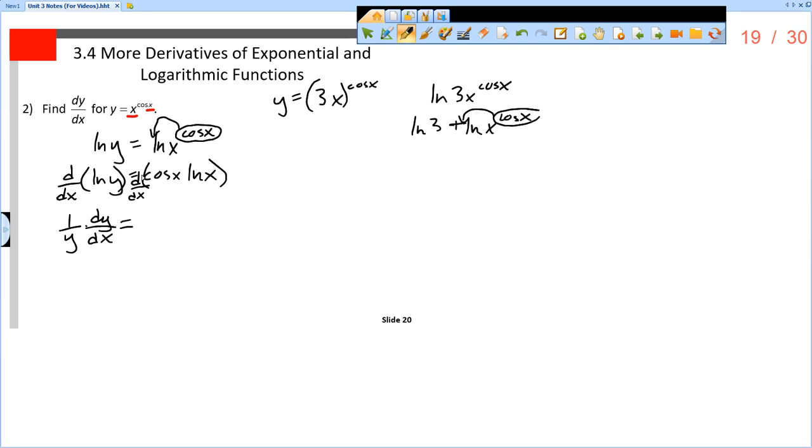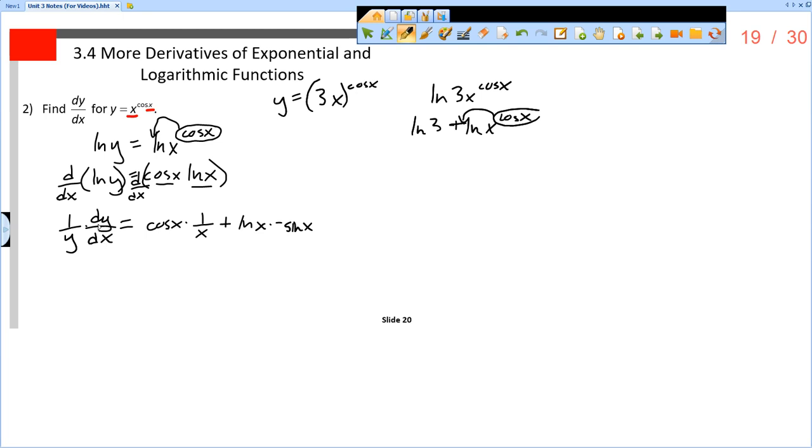Over here, I take the derivative with respect to x. Now notice there are x's in here, but we have a product, and so we're going to use the product rule. So we take cosine x times the derivative of the natural log of x, which is 1 over x, plus the natural log of x times the derivative of cosine x, which is negative sine of x. All right, so we have all of that.